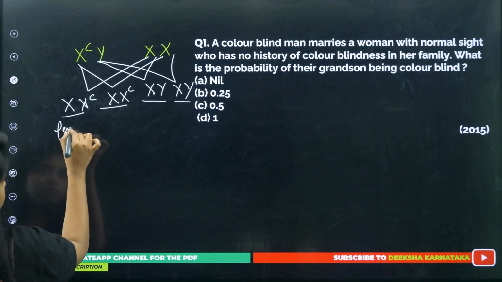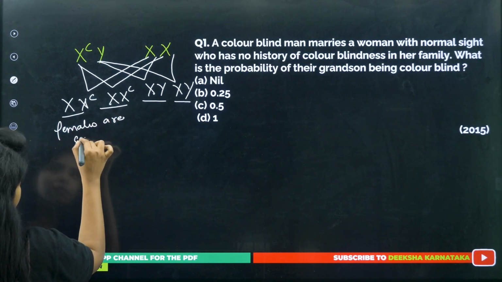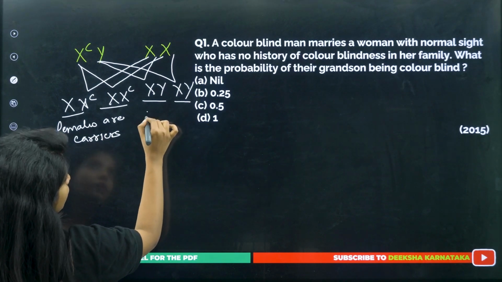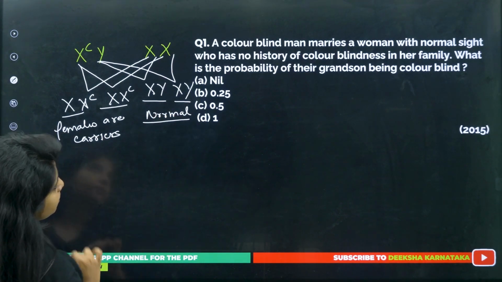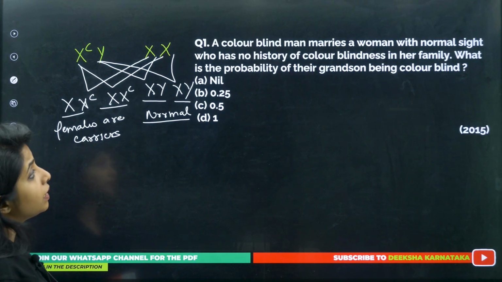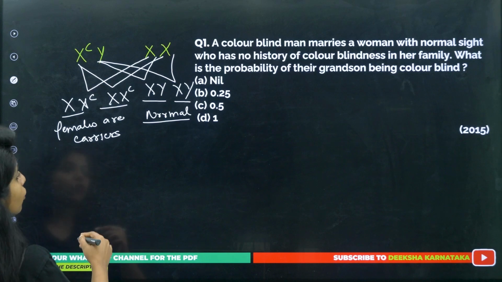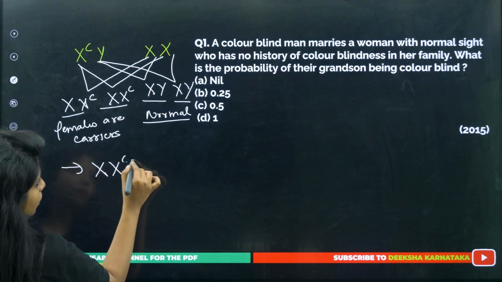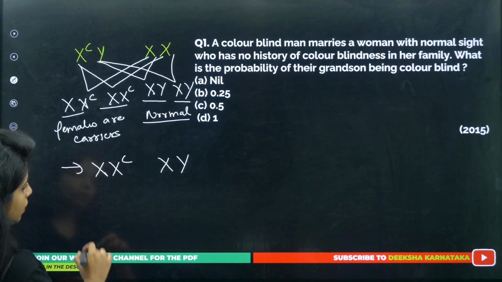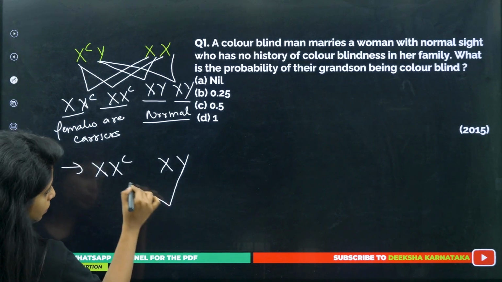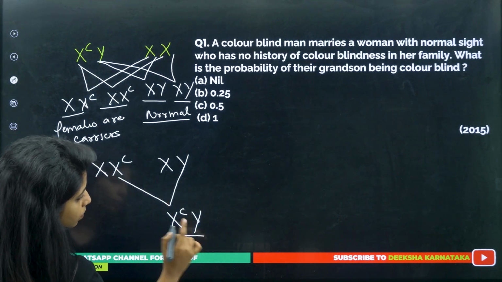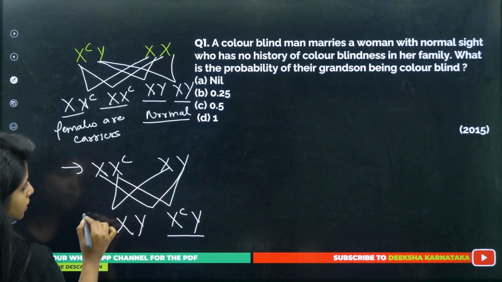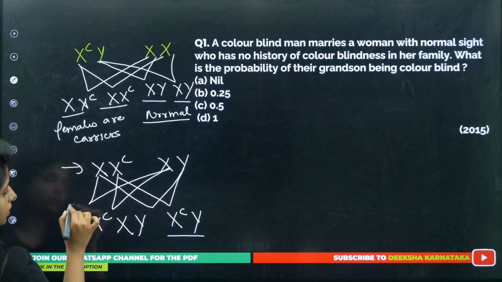The females are carriers. If you talk about the males, both of them are normal. Agree? Now, what is the probability of their grandson being colorblind? That is the question. If you want a grandson, let's fuse the female first. First condition, I fuse the female with a normal man. So let's fuse this with this, I get X^C Y. If I fuse this with this, I get XY. If I fuse this with this, I get X X^C. If I fuse this with this, I get XX.